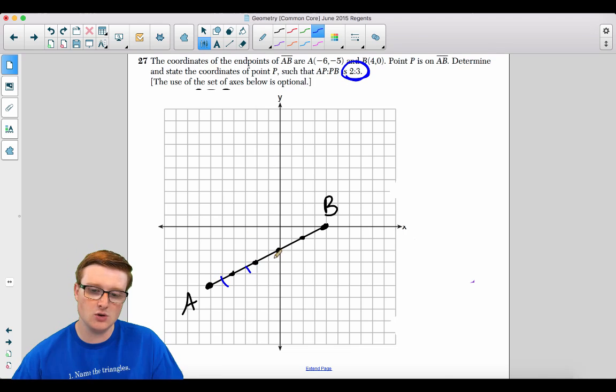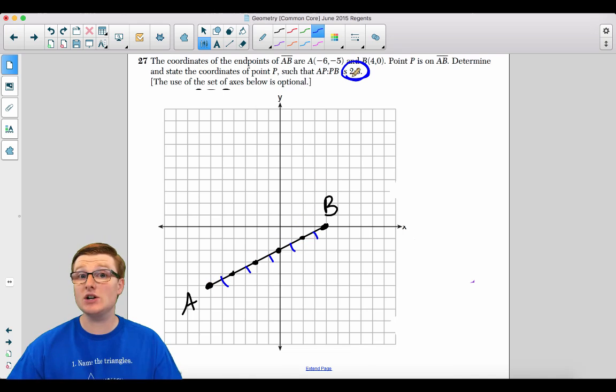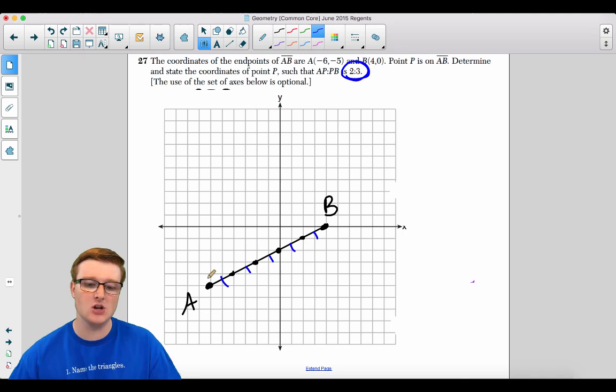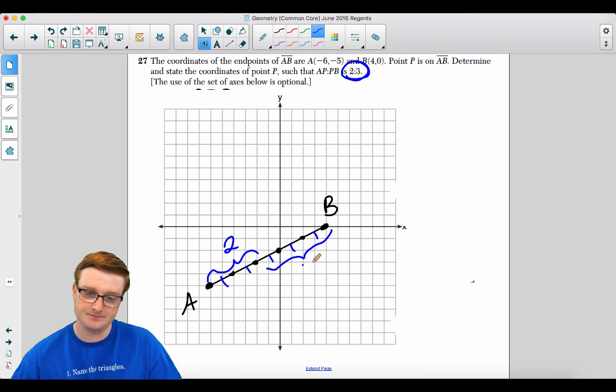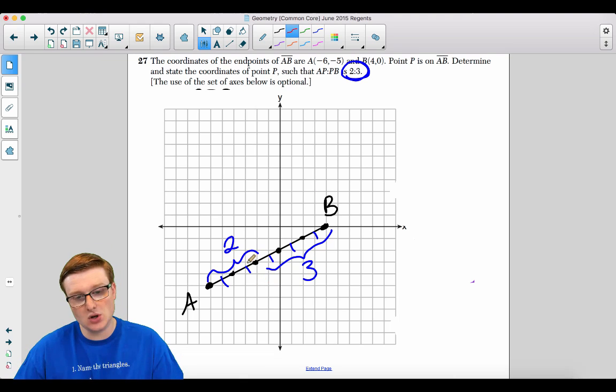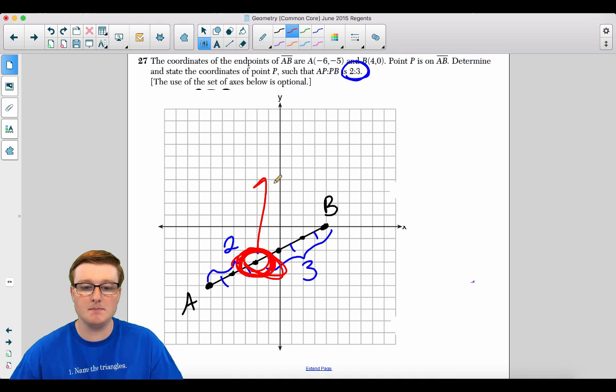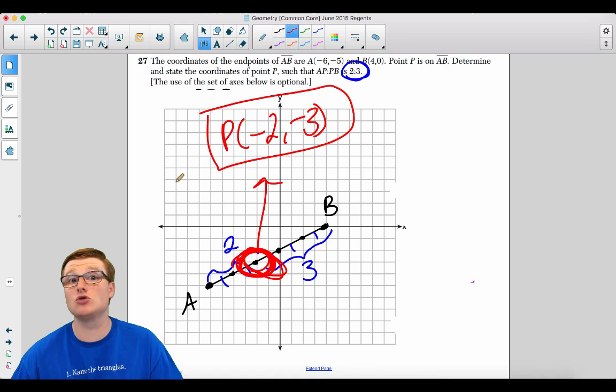There are 1, 2, 3, 4, 5 segments inside the whole line. If this is a ratio of 2 to 3, and there's 5 of them, because 2 plus 3 is 5, and there's 5 segments, all you need to do is count 2 segments and then leave the remaining 3. This point, this overlap that you see here, that's point P, which is the point (-2, -3). And that's how you do it graphically.